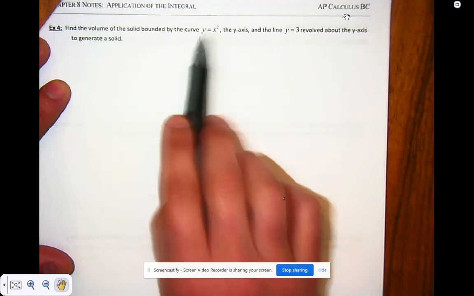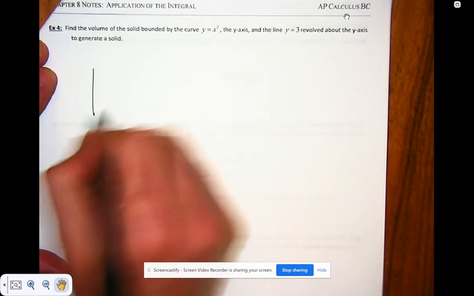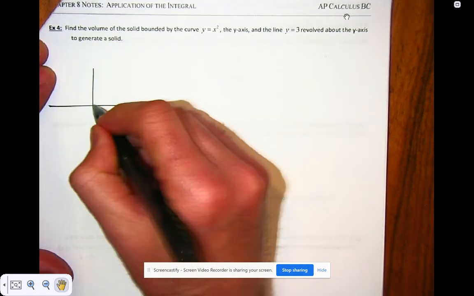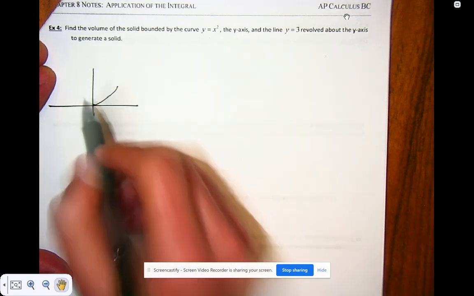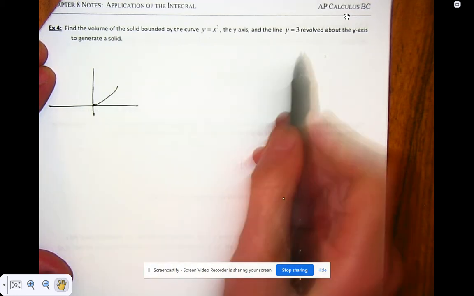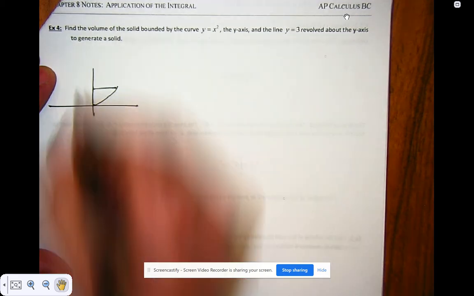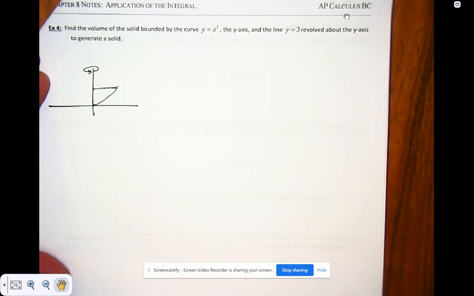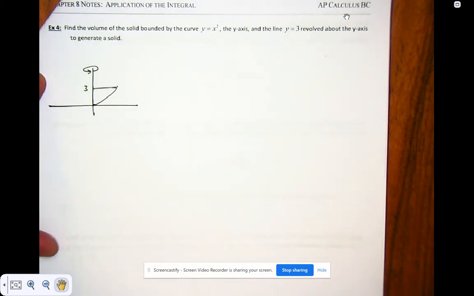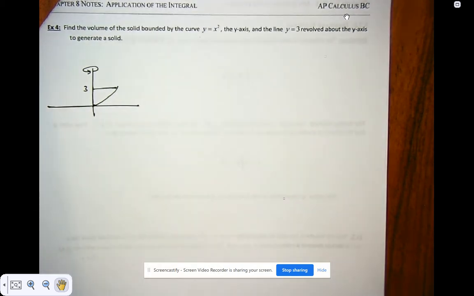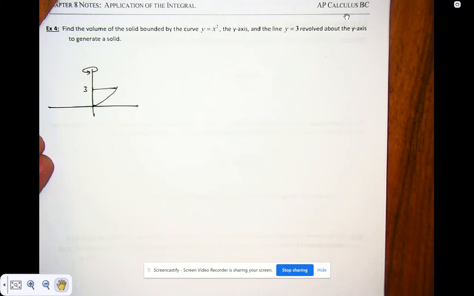Find the volume bounded by the curve. Here we go. y equals x squared. That's that guy. The y-axis. That's this guy. The line y equals 3. That's that guy. And you're going to spin it around the y-axis. Now you're going this way. And that was up there at 3. Okay, so draw your region that's enclosed by all of those functions.